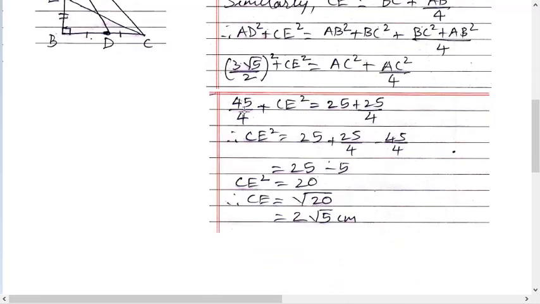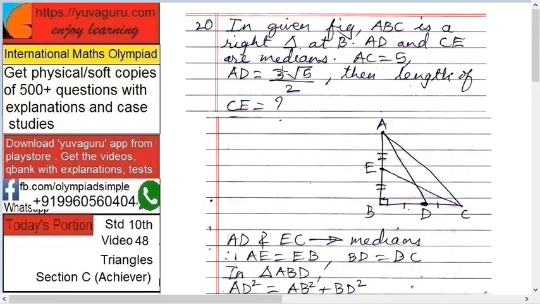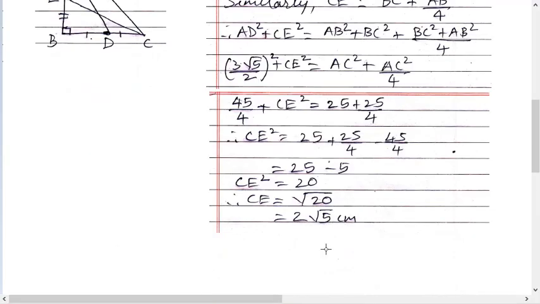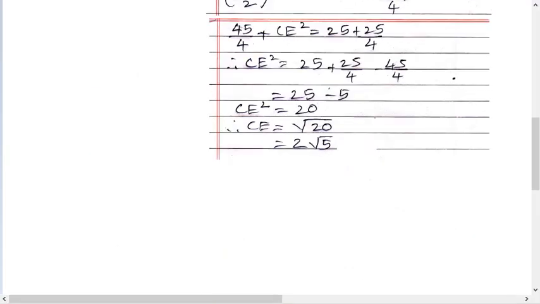3 root 5 upon 2 the whole square means 45 upon 4 plus CE square equals, AC is given 5, so 25 plus 25 by 4. Go on solving, you will get the answer. CE square equals 25 plus 25 by 4 minus 45 by 4. So this becomes minus 5, so CE square equals 20. CE equals root 20, that is root of 4 times 5, and the square root of 4 is 2. So 2 root 5 centimeter. No unit is given, so you can keep it as it is also. So the answer is 2 root 5.